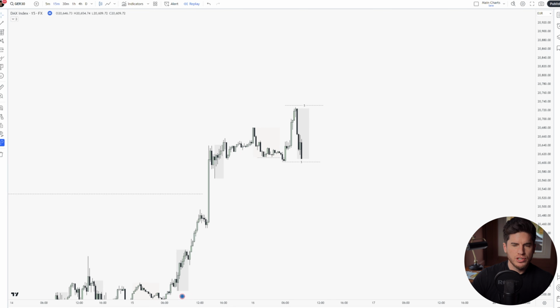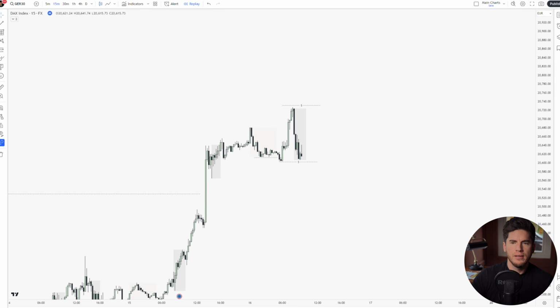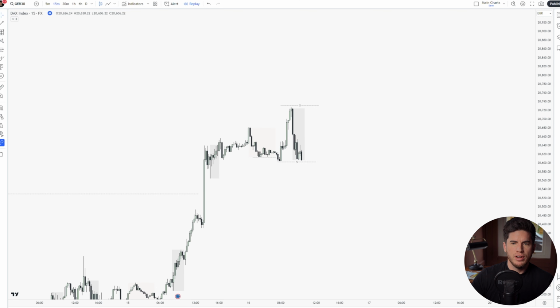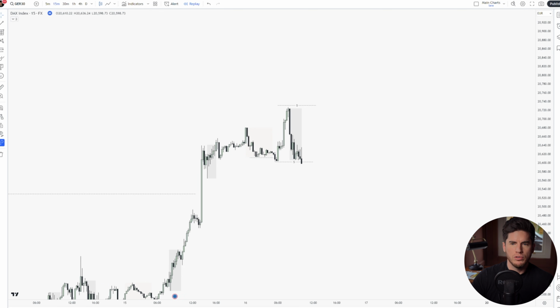Still inside London session. All I want is a run on liquidity inside this session ideally, and a retracement candle. So a bullish candle closure on the 15-minute is what I'm looking for. So we are very, very close. And then we can see exactly what I was waiting for.